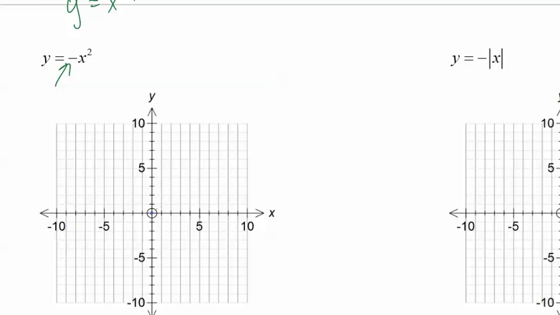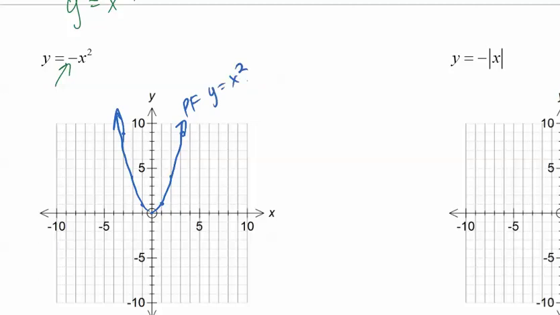Our parent function is y equals x squared, so every x would be squared in order to create y. So 1 would be 1, and 2 would be 4, 3 would be 9, and the same thing on the other side. So 1 would be 1, negative 1 would be 1, negative 2 would be 4, and negative 3 would be positive 9. And so we get our basic parent function parabola here. I'll label that as the parent function, y is equal to x squared.